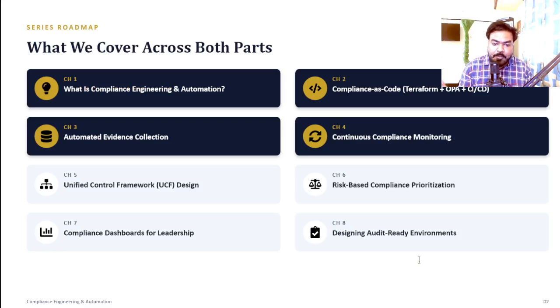Here's the full roadmap for the series. Part 1, which you're watching now, covers the first 4 chapters: what compliance engineering actually is, how to write compliance as code with Terraform and OPA, how to automate evidence collection, and how to monitor compliance continuously instead of once a year. Part 2 picks up from there, building a unified control framework, prioritizing risk, building dashboards leadership will actually read, and designing environments that are audit ready by default. Bookmark this slide if you want the big picture before we dive in.